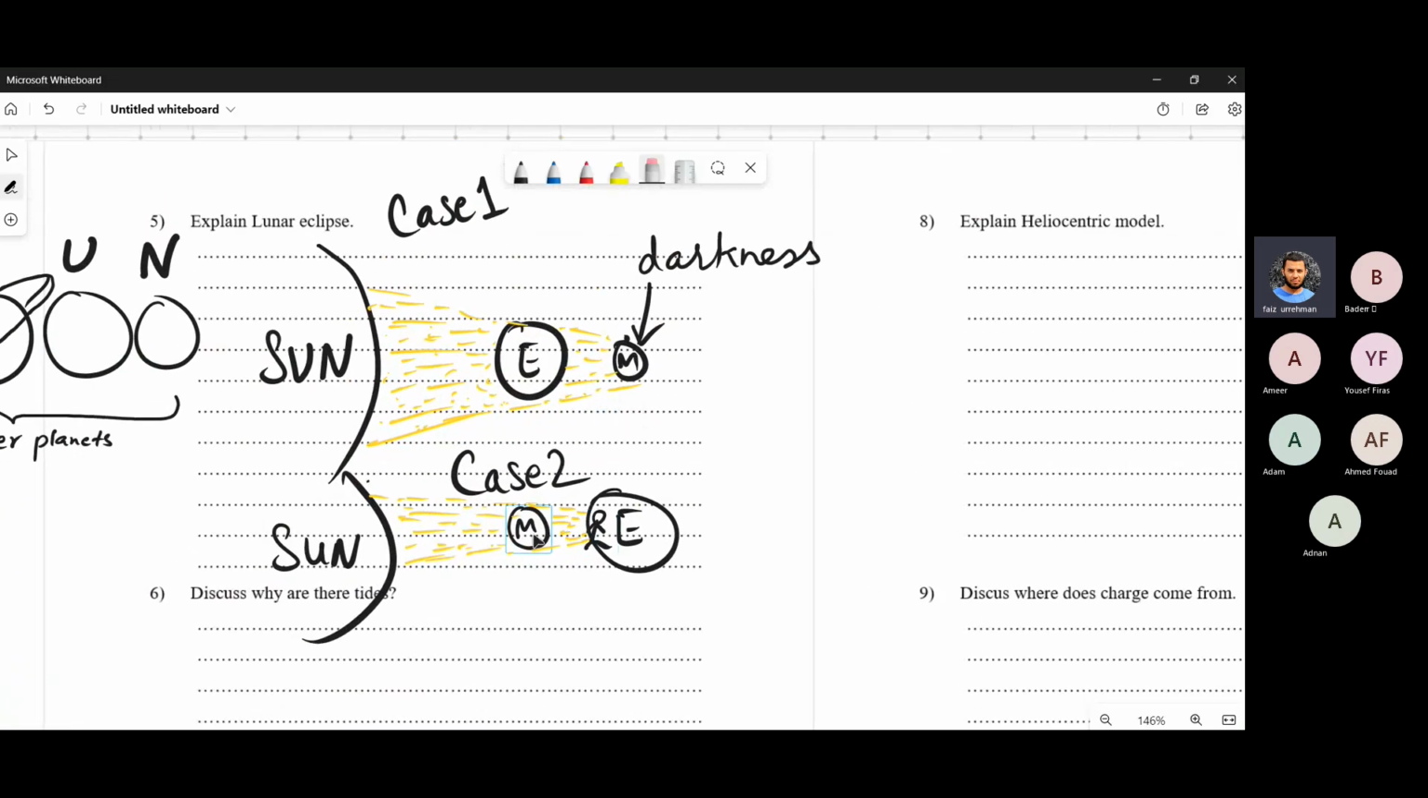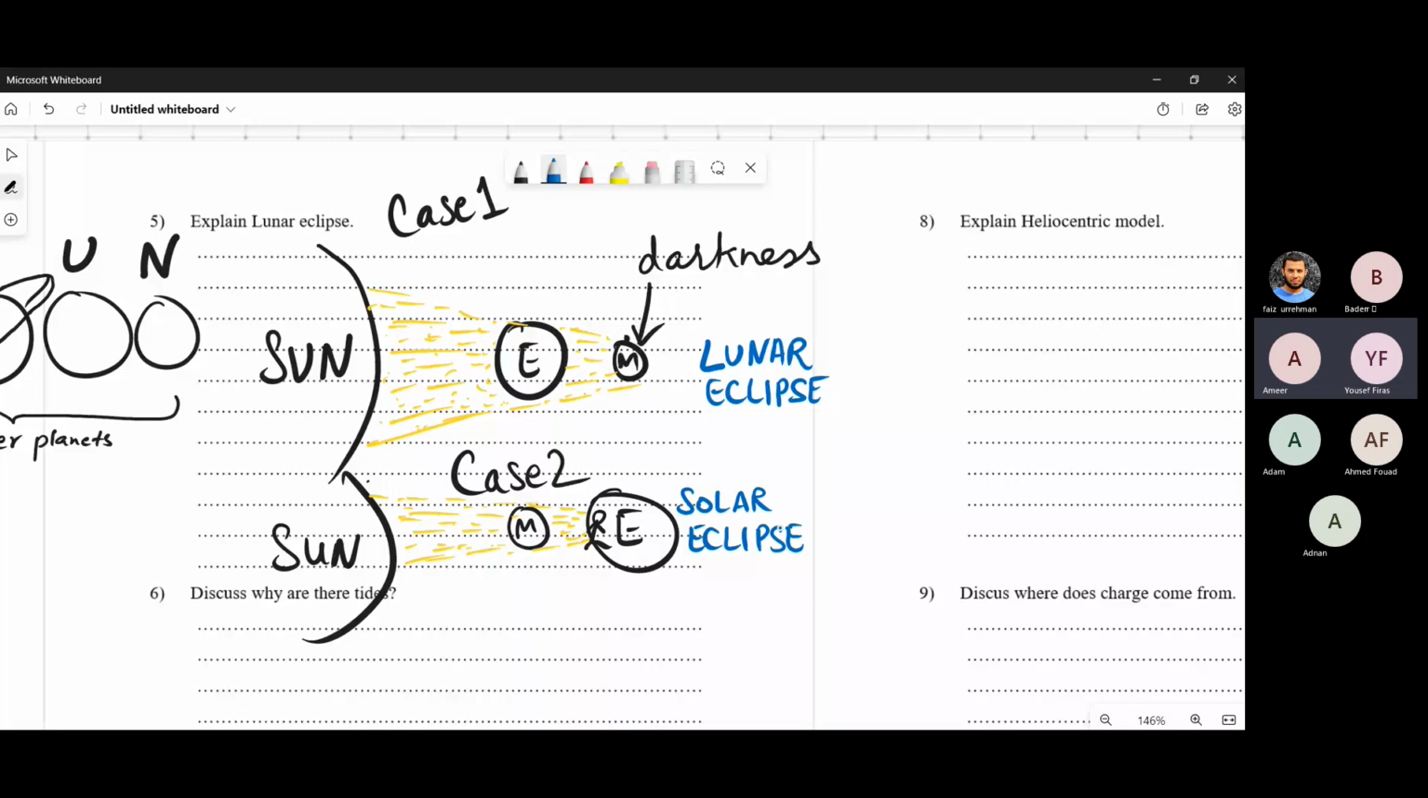Okay, so the first scenario is known as lunar eclipse, this one. And the second one is solar eclipse. There is a different word for solar eclipse and a different word for lunar eclipse in Arabic. The lunar eclipse is kusuf, and the solar eclipse is khusuf.